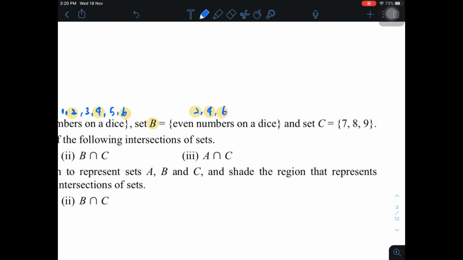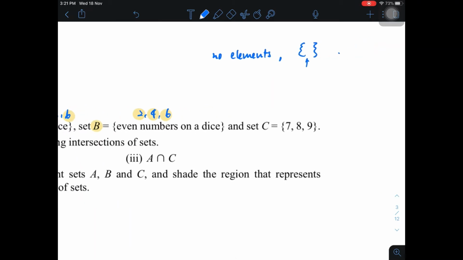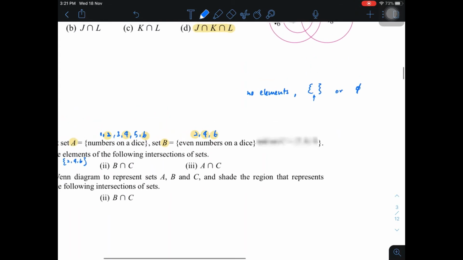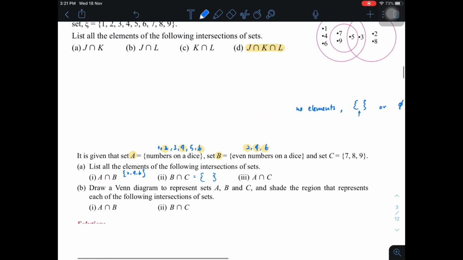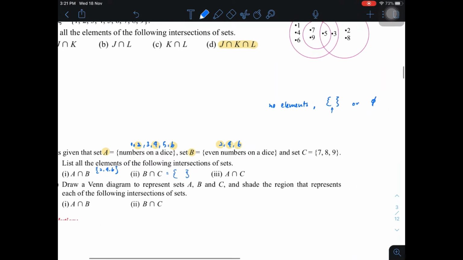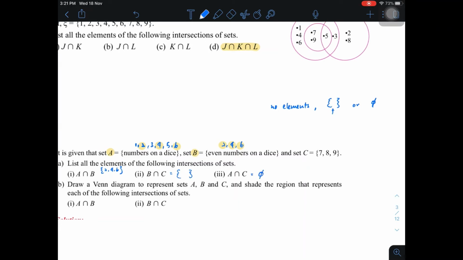So in this situation, there are two forms you can write for no elements: an empty bracket, or this symbol. Great, and that's all. So the next question asks, what is the intersection between A and C then? A and C, is there an intersection? Similarly, there is no intersection.